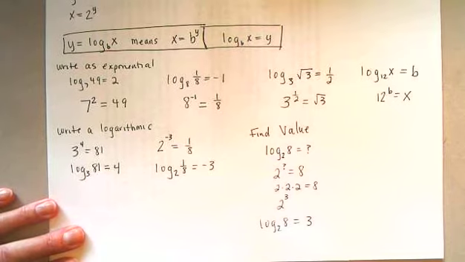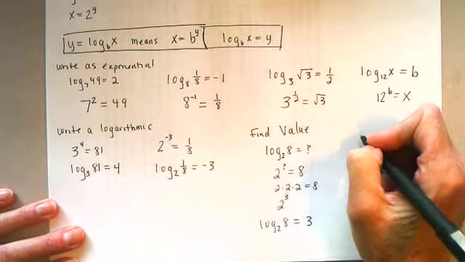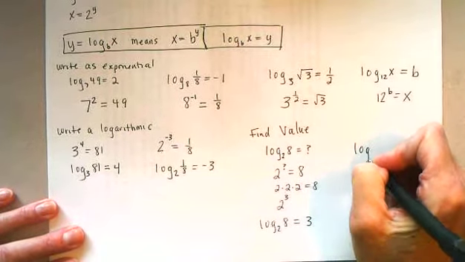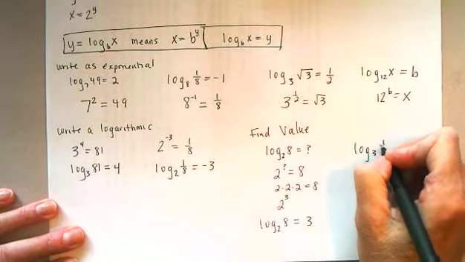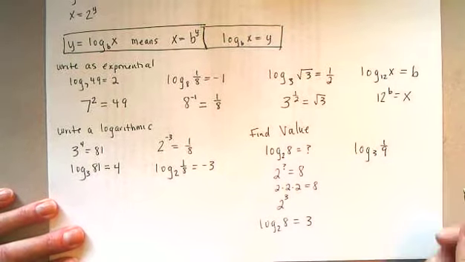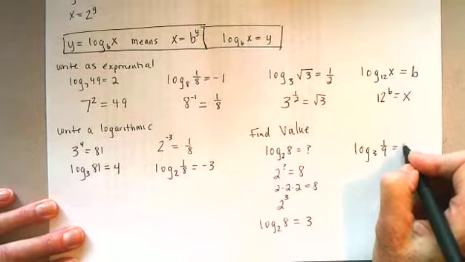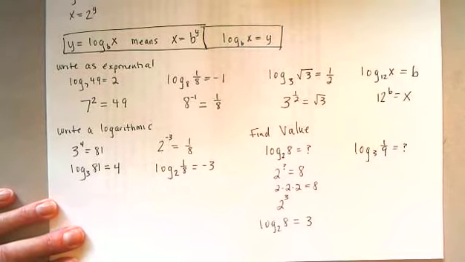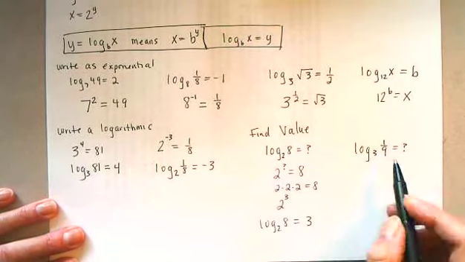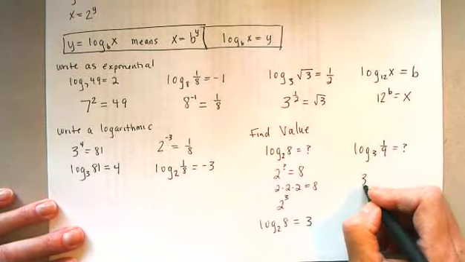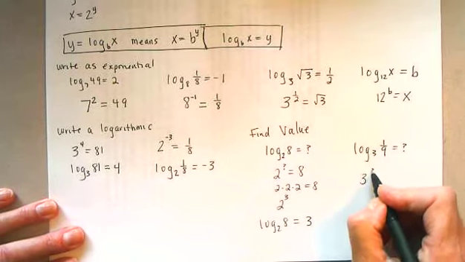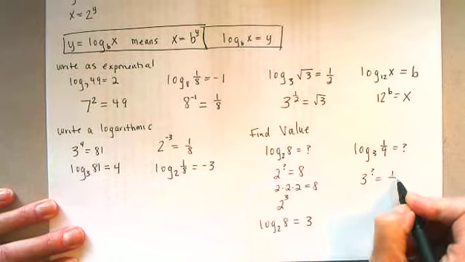Okay. How about, let's do another one. Let's find the value of log base 3 of 1/9. So again, I'm just going to think in my head, what does that equal? And then convert it to exponential. So the base is 3. The exponent is what we're finding. And we know it has to equal 1/9.